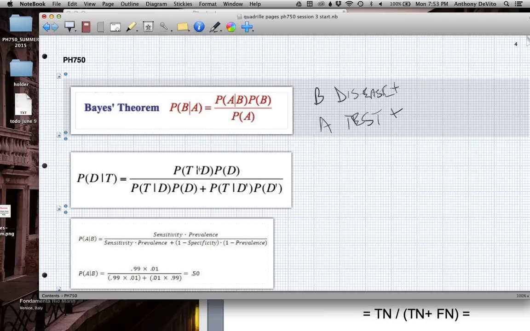We don't have D prime yet. We're about to get there. I'm just looking at the top, the numerator. Everybody comfortable with the numerator? Yes.